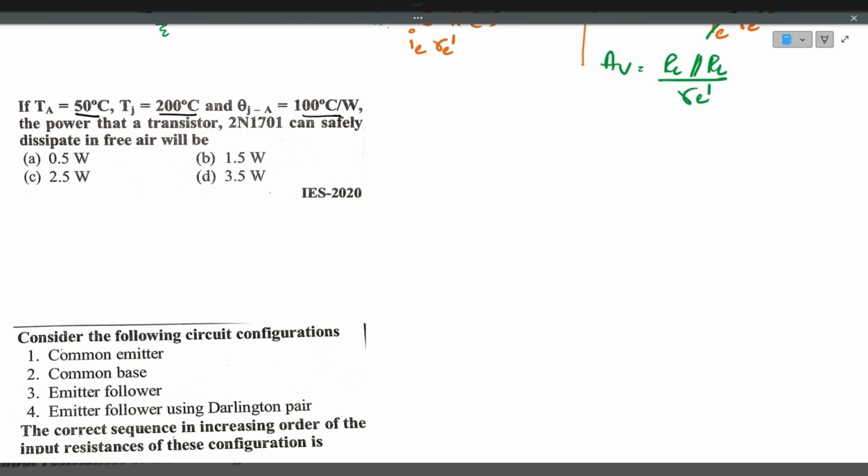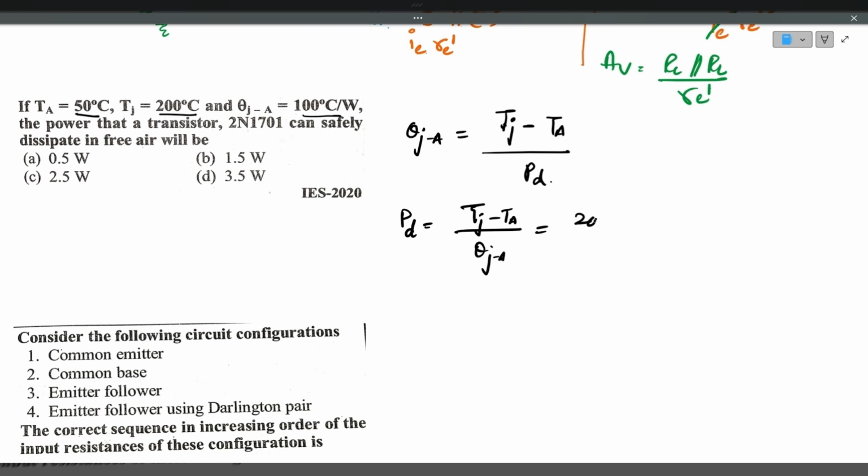So here we have the formula. Theta is equal to the junction temperature minus ambient temperature, divided by power dissipation. If you substitute the values, we'll get PD is equal to Tj minus Ta divided by theta Ja. This is 200. Junction temperature has increased to 200 degrees. Ambient temperature is 50 degrees, divided by 100 degrees centigrade per watt. So here the answer is 1.5 watts. Option B.